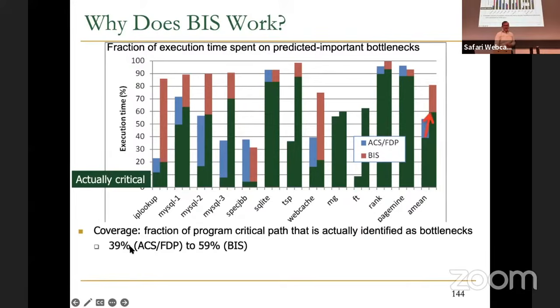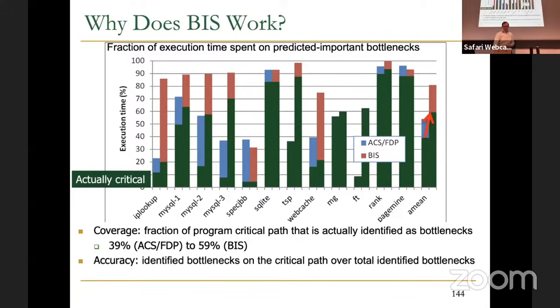And that increases from 39% to 59%. So it's these green bars over here. So we identify a larger fraction as bottlenecks, which is probably good because there should be some bottleneck in the program, hopefully. And accuracy is the identified bottlenecks that are on the critical path over total identified bottlenecks, which is basically total identified bottlenecks is this blue bar, and the green bar's fraction is about 72%. With bottleneck identification of scheduling, we increase coverage while keeping accuracy almost the same.